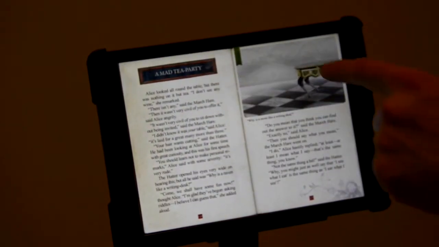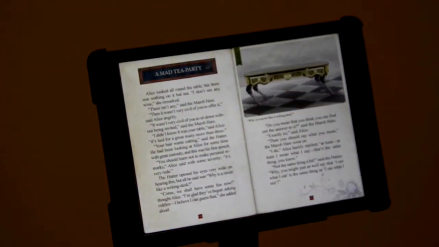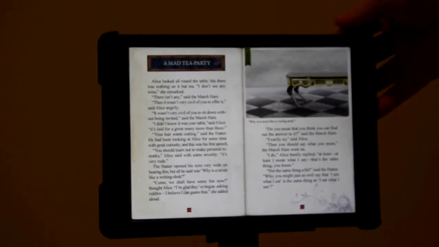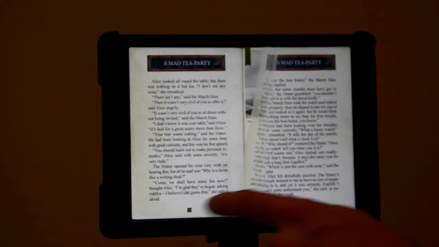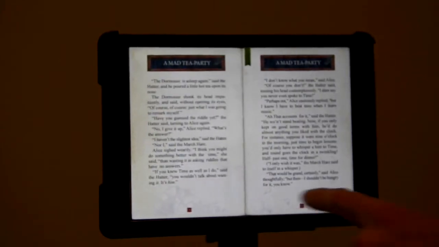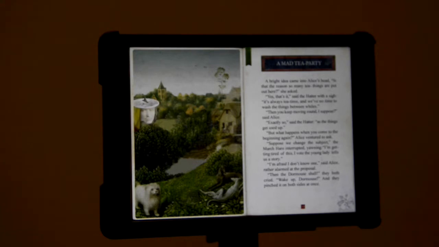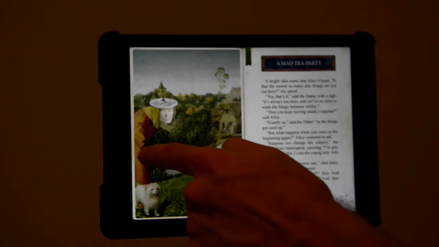Alice looked all round the table, but there was nothing on it but tea. I don't see any wine, she remarked. There isn't any, said the March Hare. A bright idea came into Alice's head. Is that the reason so many tea things are put out here?